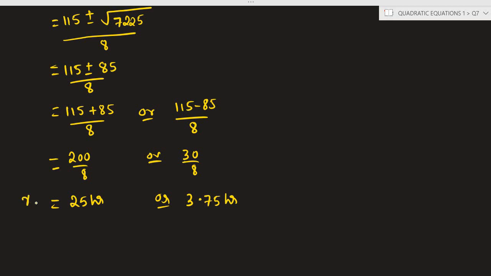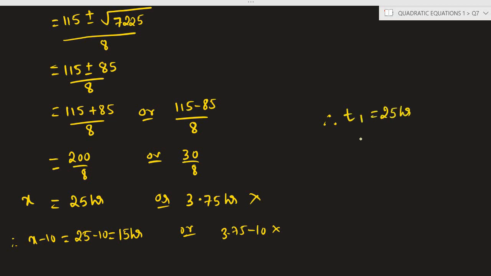So this is the time taken by the smaller tap. Therefore time taken by the larger tap is x minus 10, that is 25 minus 10 is equal to 15 hours. Time taken by the larger tap is 15 hours. It can't be the answer. Why? Because with 3.75, I can't subtract 10. Therefore this is the wrong answer. Therefore the time taken by the smaller tap is 25 hours, and the time taken by the larger tap is 15 hours. This is the answer.